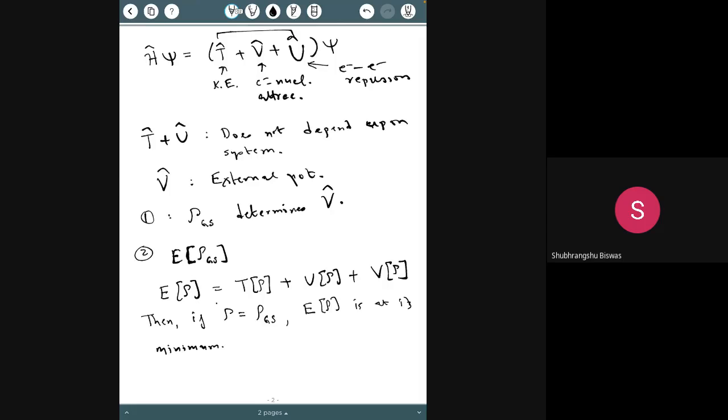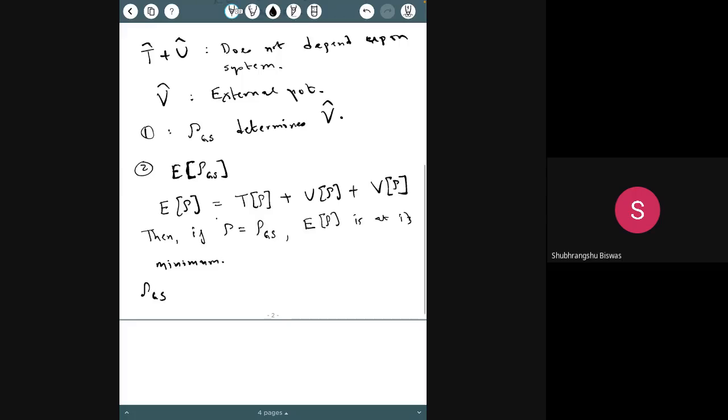And also this rho ground state in principle tells you all properties of the system, just like the wave function can tell all properties of the system. Of course, given a wave function, you can always calculate the density. Given a density, of course, the wave function is not unique.